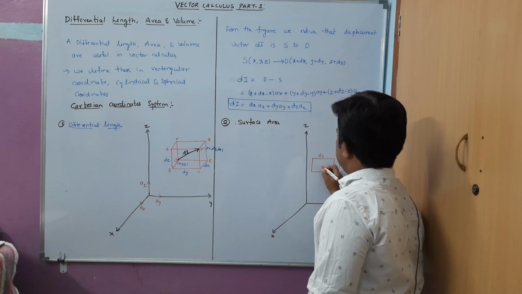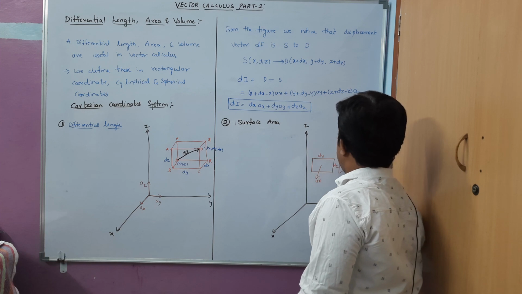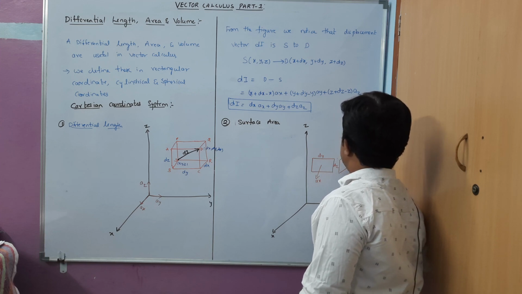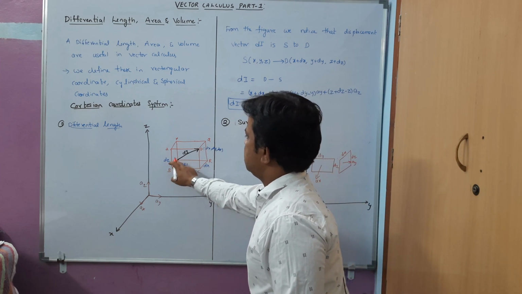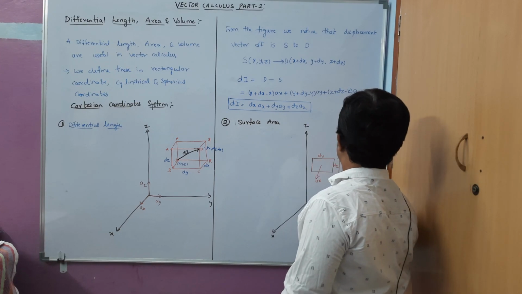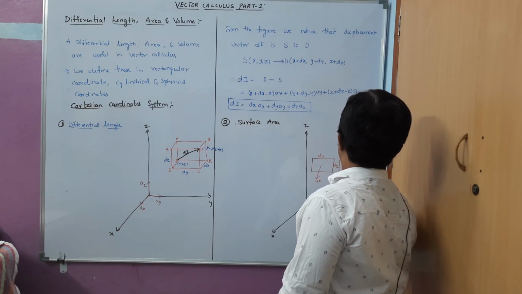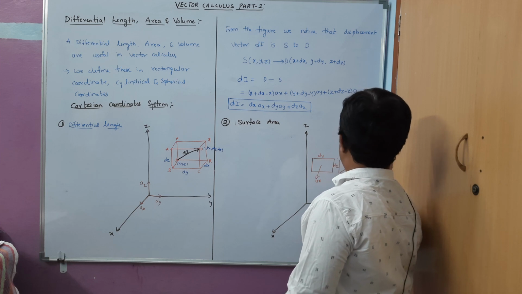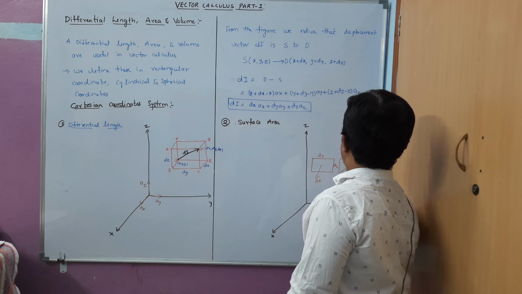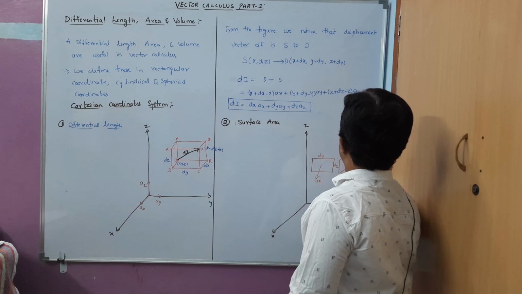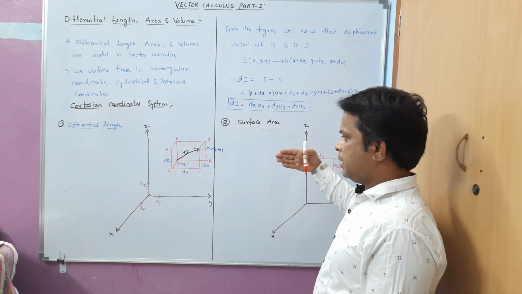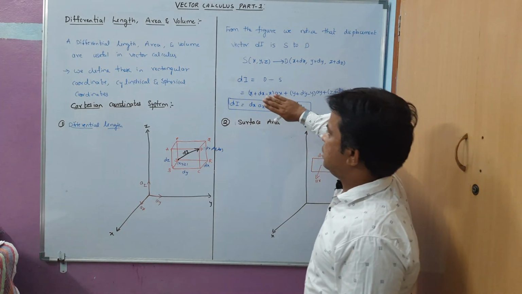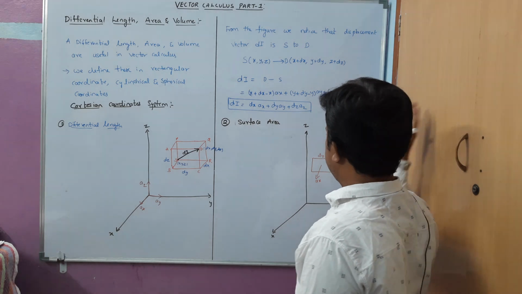The unit normal vector for this one will be ax, and the unit normal vector for this one is ay. Another one we are having is the bottom, which will be like this. For this one we are having dx and dy, and the unit normal vector will be upward, that is az. So we are having all three elemental areas, along this plane, along the bottom plane, along this side. We are having three sides.